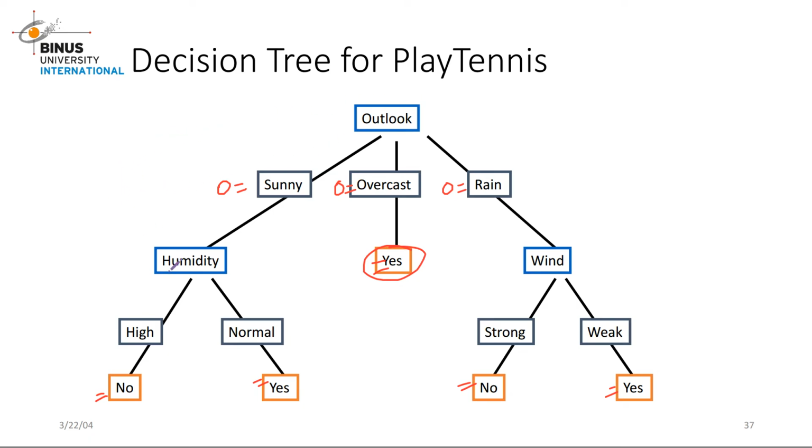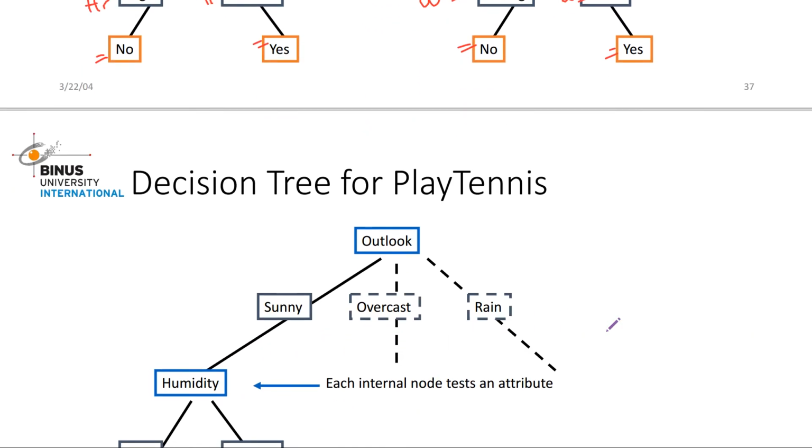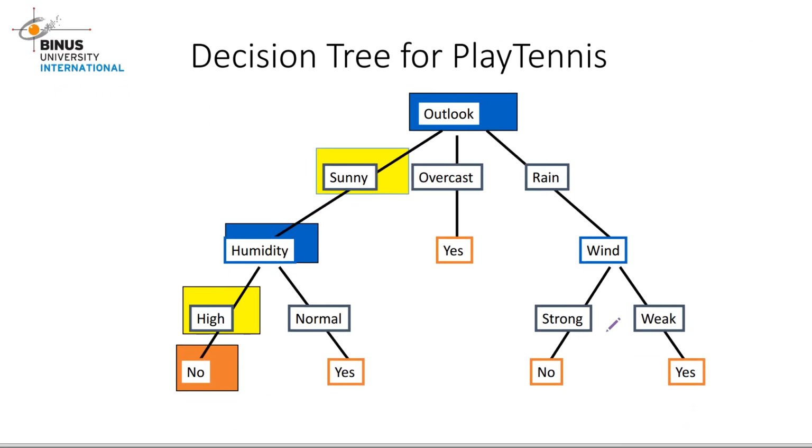When the outlook is sunny, we have humidity here as the highest information gain. And then this one is when the humidity is high, when the humidity is normal, and this one is when the wind is strong, wind is weak. How to interpret this decision tree is easy. When the outlook is sunny and humidity is high, then the decision is no. When the outlook is overcast, we don't care about any other attributes, we play tennis.